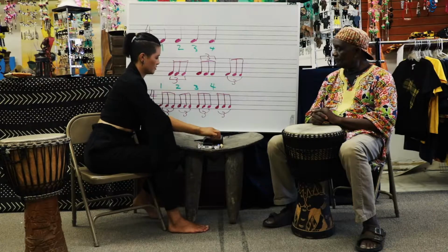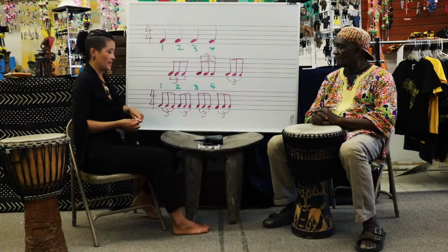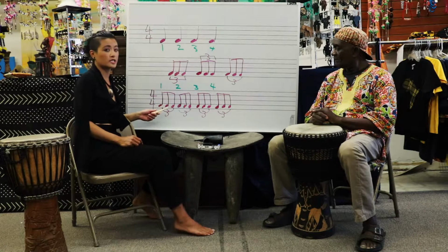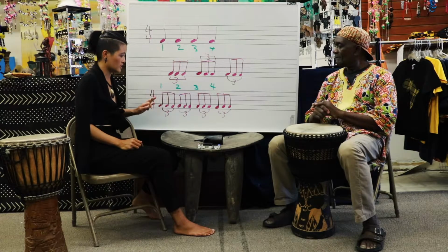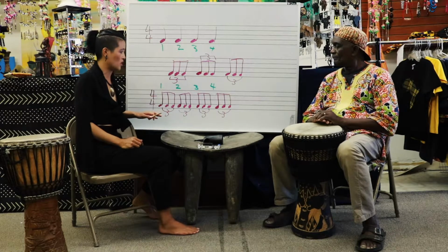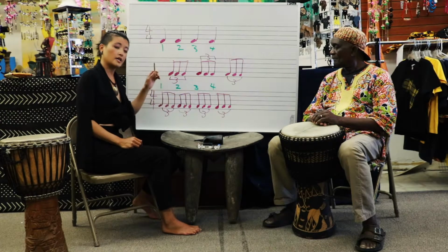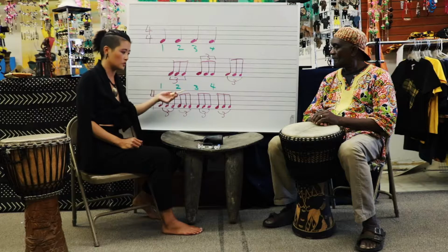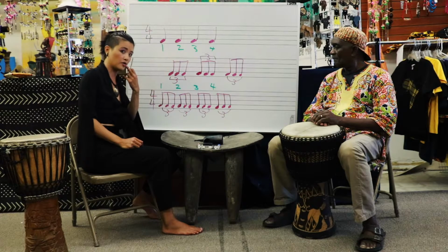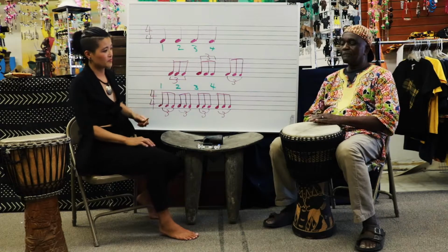So let's play this rhythm again, and I'm just going to point to the notes as they go by. We're going to do this a little bit slowly so you can hear them all. I'm going to be counting the main beats, and then I will also show you how to count the subdivisions out loud. Okay, here we go.